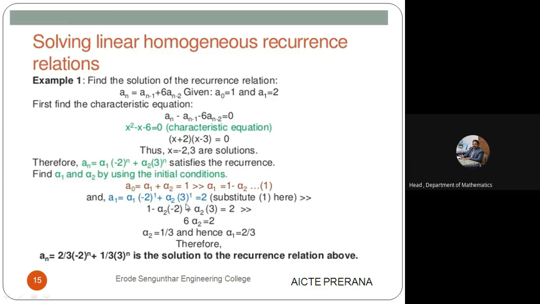Solving these two equations, we get alpha_1 = 2/3 and alpha_2 = 1/3. Now substitute the alpha_1 and alpha_2 values in a_n. We get (2/3)(-2)^n + (1/3)(3)^n is the solution of the recurrence relation. Using the given initial conditions, we find the constant values in a_n.